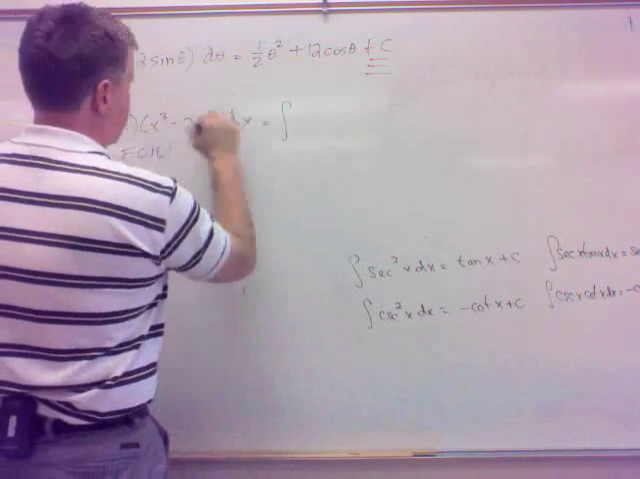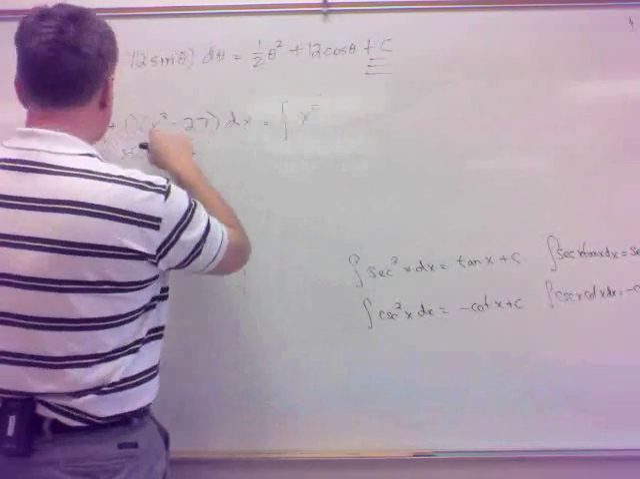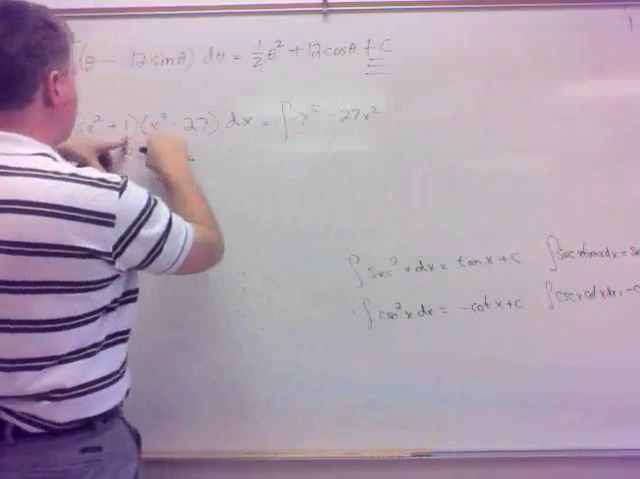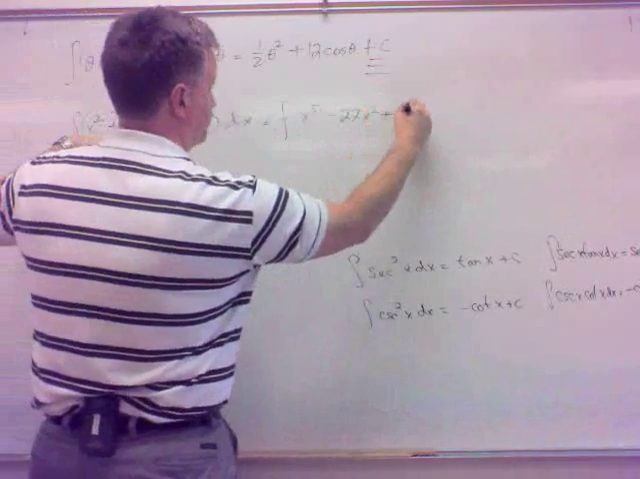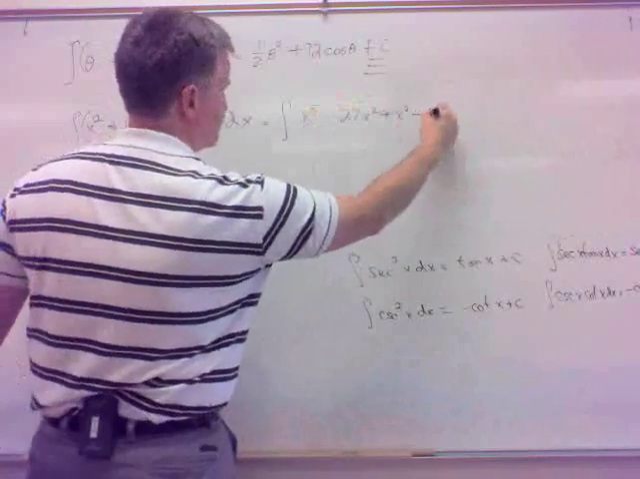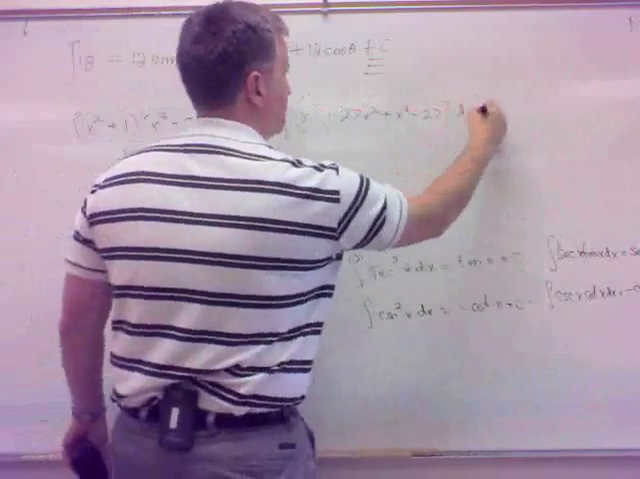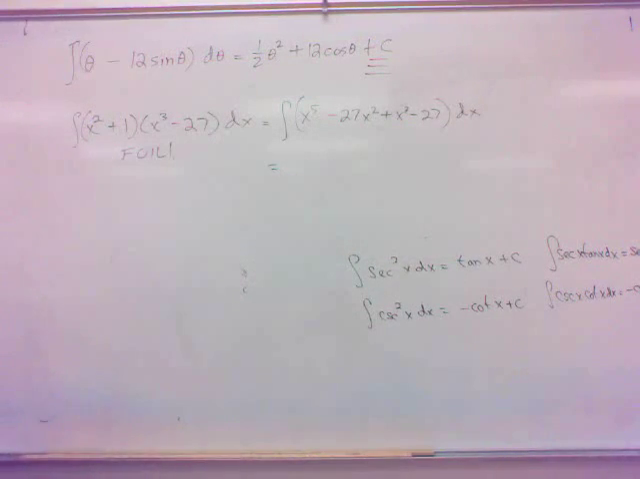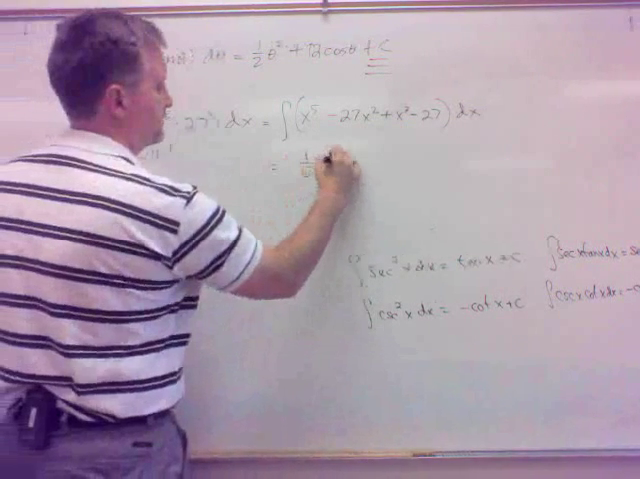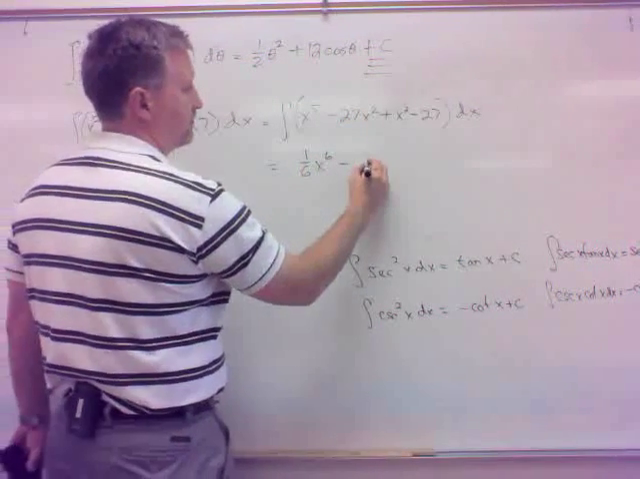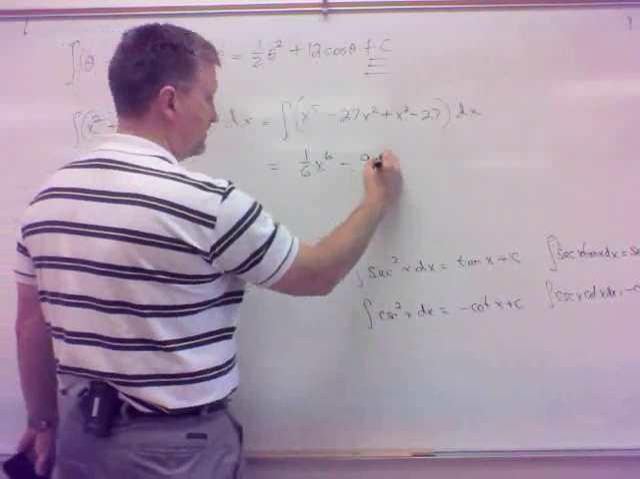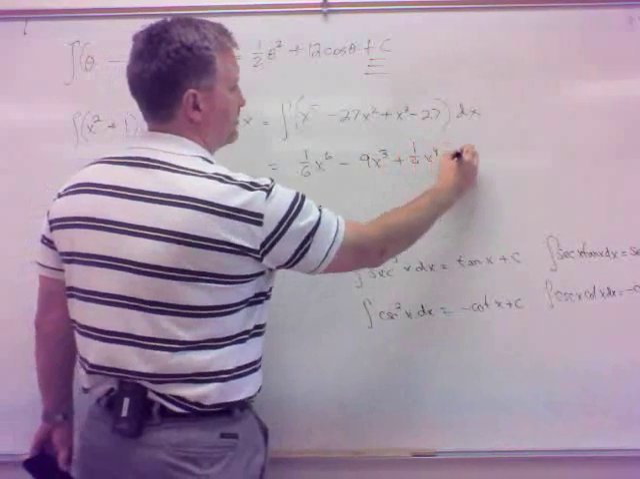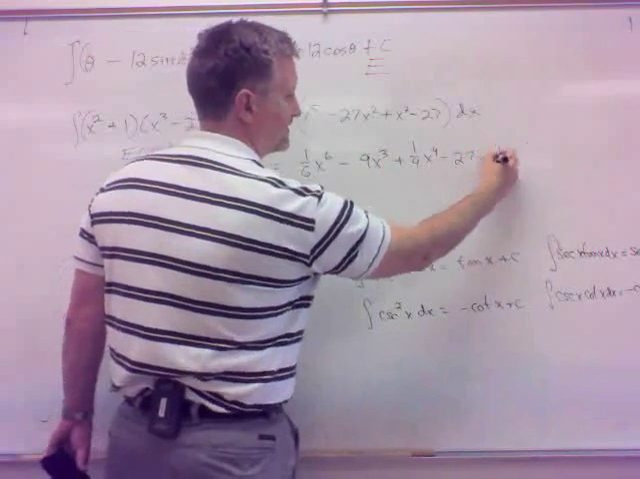X squared times x cubed is x to the 5th. X squared times minus 27 is minus 27x squared. 1 times x cubed is plus x cubed minus 27. Then it's just straightforward power rule antiderivative. 1/6 x to the 6th minus 27 over 3 is 9x cubed, plus 1/4 x to the 4th minus 27x plus c.